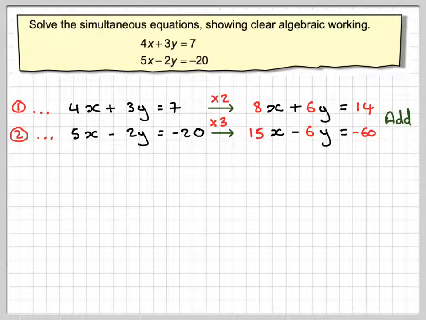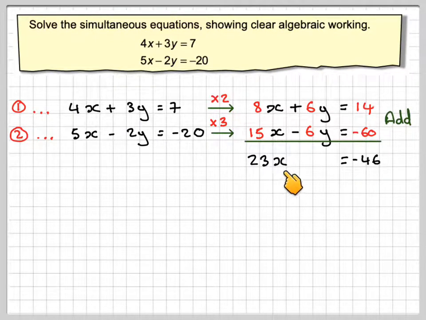We're going to add these together. So if we add these together, we're going to have 8x plus 15x, which makes 23x, plus 6y minus 6y gives you nothing. 14 plus minus 60 gives you minus 46. Fortunately, 23 does go into 46. And so we're going to get that x, minus 46 divided by 23, gives me minus 2.